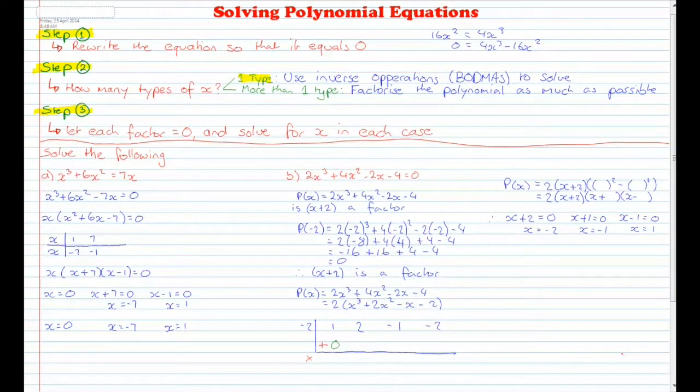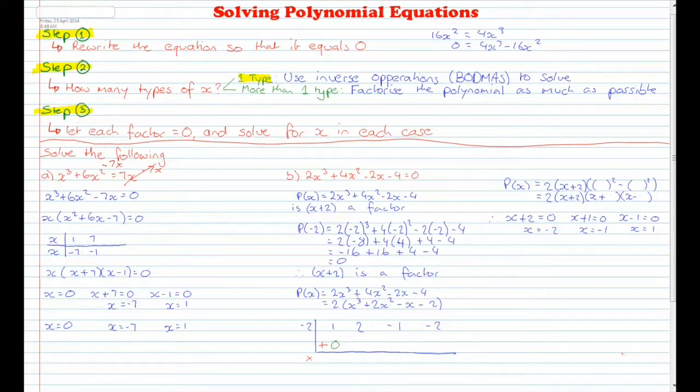Right, so welcome back, and as I said, the first question says x cubed plus 6x squared equals 7x. So looking at this one now, we're going to follow step 1, which is rewrite the equation so that it equals 0. So what I've done is subtracted 7x off both sides. That'll cancel this out here, making it equal to 0, so you get x cubed plus 6x squared minus 7x is equal to 0.